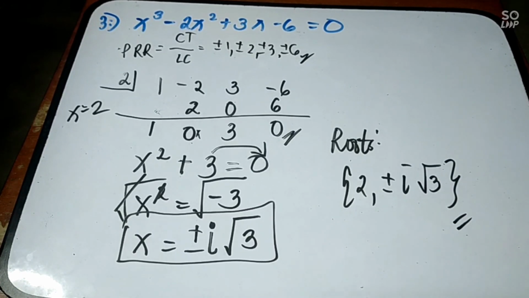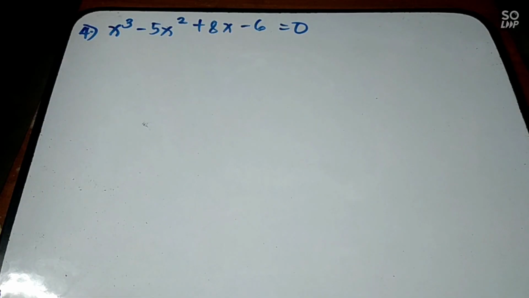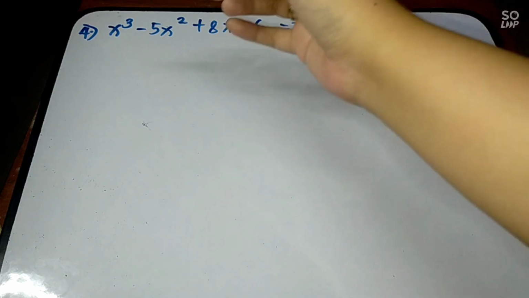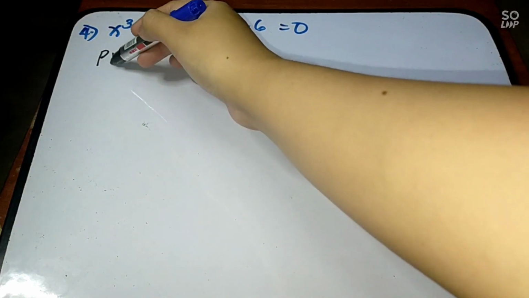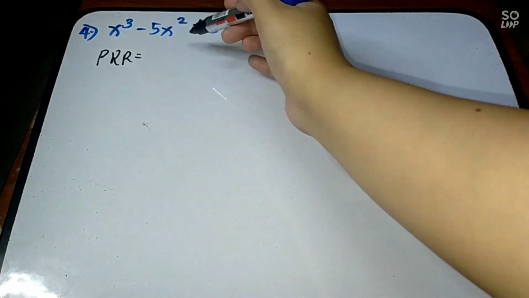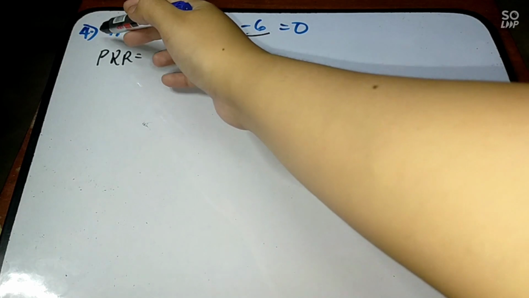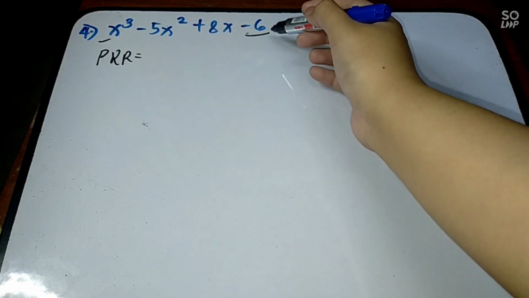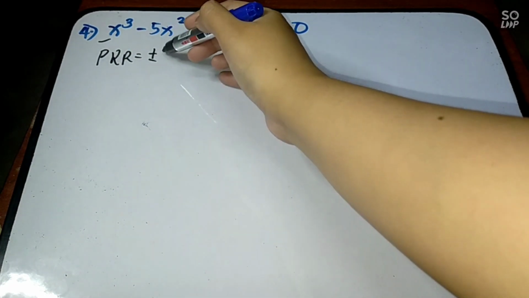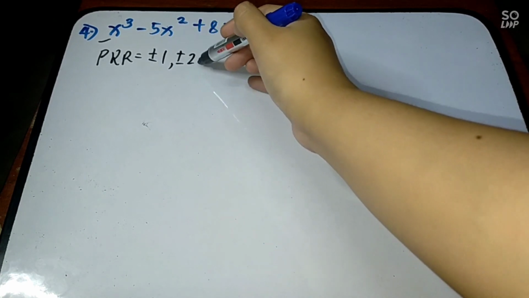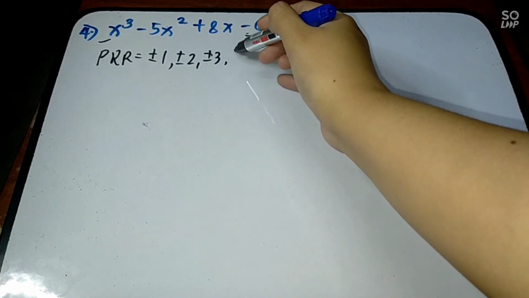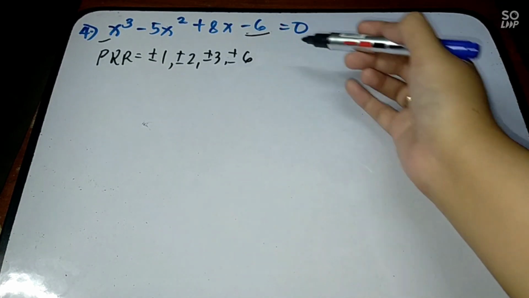Okay? Let us have another one. Number 4. x cubed minus 5x squared plus 8x minus 6 equals 0. So, let us have the possible rational roots, the PRR. So, we have here your constant term is 6. Then, yung leading coefficient mo is 1. Let us have the factors of 6. So, we have positive and negative 1, positive negative 2, positive negative 3, and then positive and negative 6.